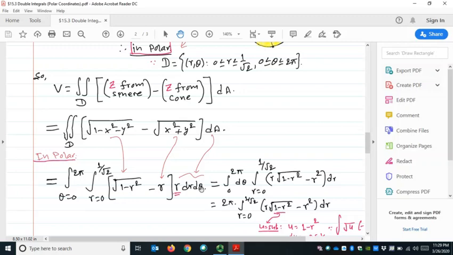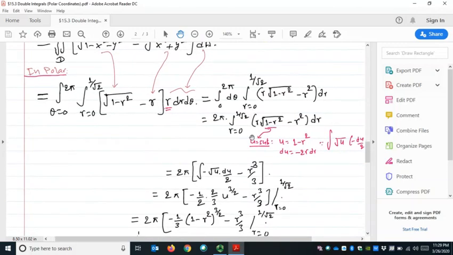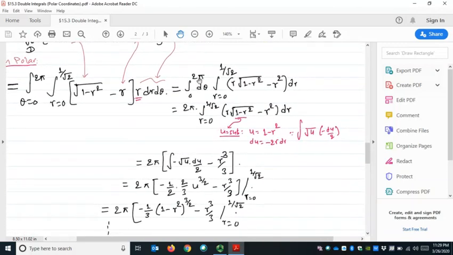Again, we can separate the integrals, theta integrals and r integrals. So the theta integral is from 0 to 2 pi, times, multiply this r inside, so r times radical 1 minus r square, which is here, minus r times r is r square, and outside is dr. So from the theta integral, we got a 2 pi.